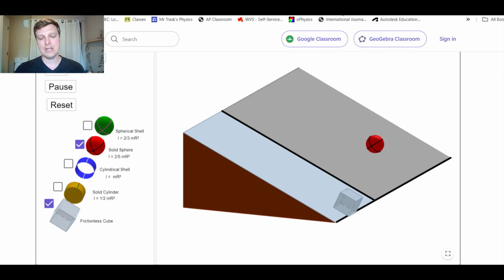And so the reason that this ball loses the race against a frictionless cube is because its energy gets transformed in different ways. The ball, as it rolls down the ramp, has both translational and rotational kinetic energy, whereas the cube only has translational energy. So all of its energy is going into the down the ramp kind of energy, whereas the ball is getting some down the ramp kind of energy and some of the spinning around kind of energy.